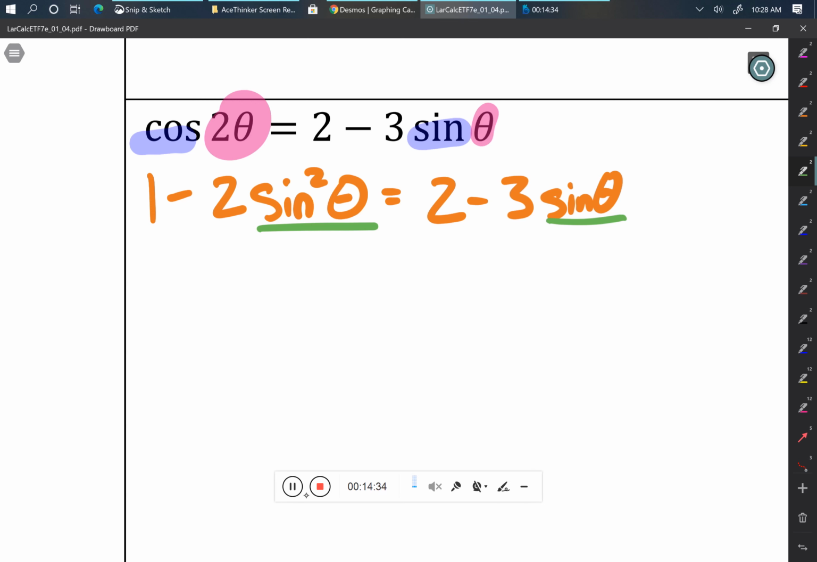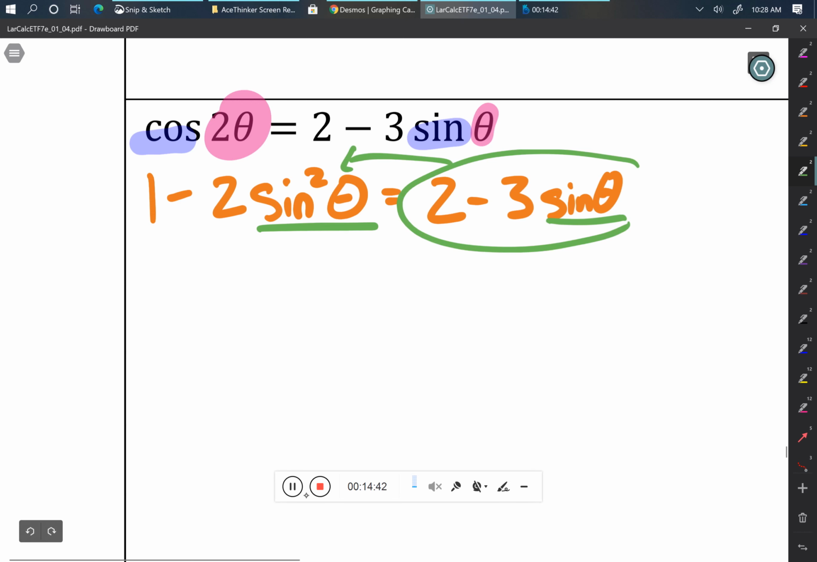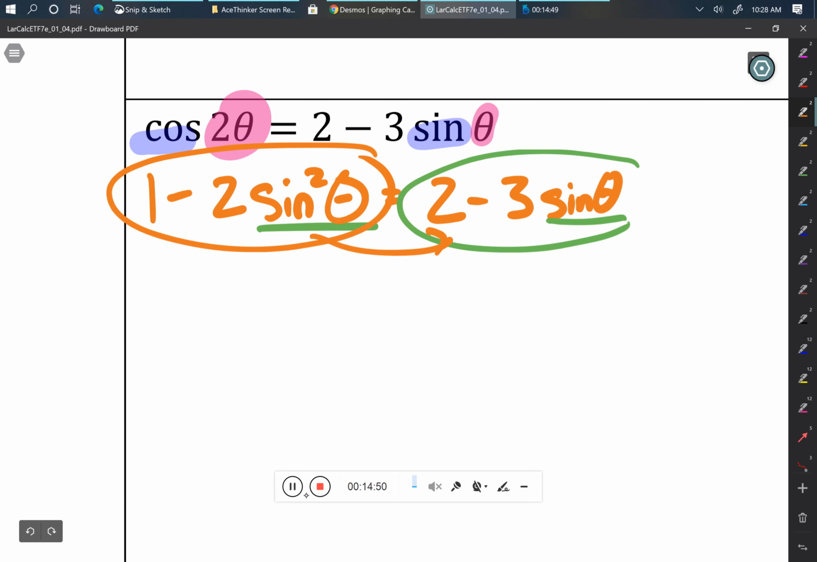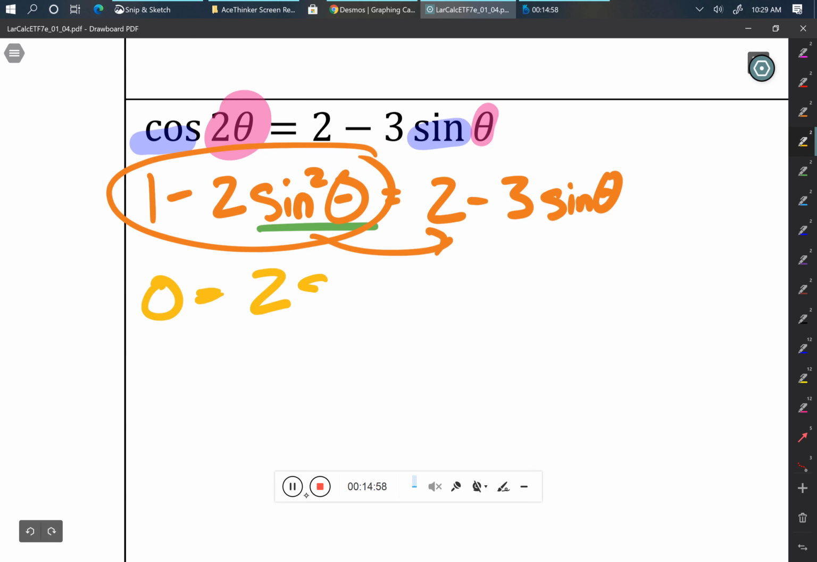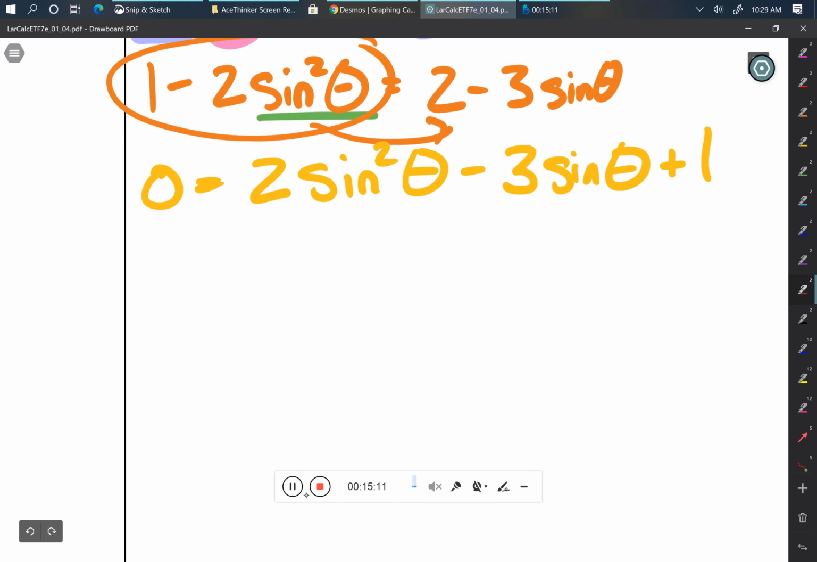Let's see. If I move all of this junk to the left, that's going to keep that negative. So why don't I move all of this junk to the right, and then that will make my squared term positive. Okay, so that's going to give me 0 is equal to 2 sine squared theta minus 3 sine theta plus 1. Now I'm going to hope this thing factors, because if it doesn't factor, I'm in trouble.